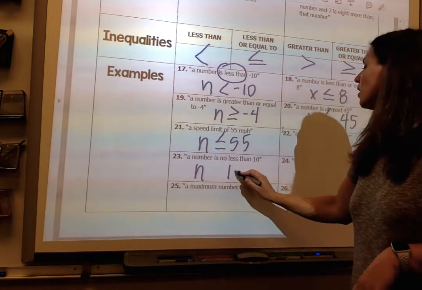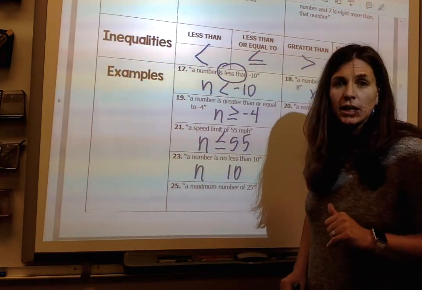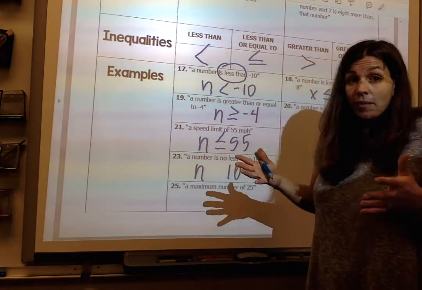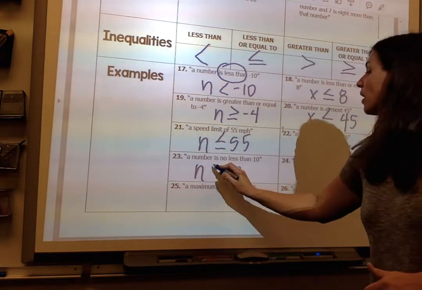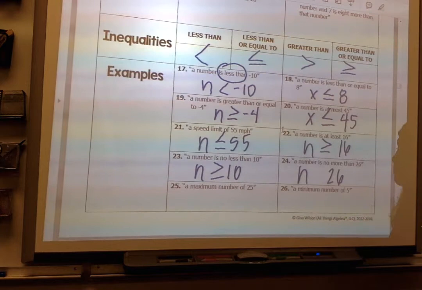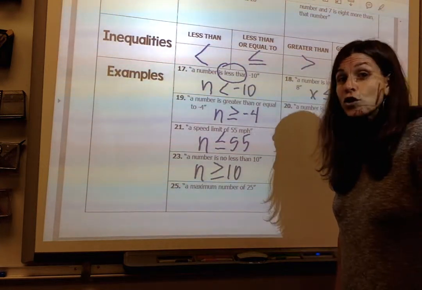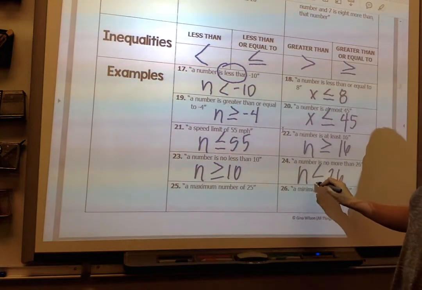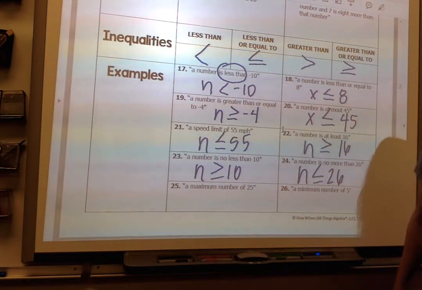A number is no less than 10. If it's no less than 10, can it be 11? Yeah, that's more than 10. So greater than or equal to 10. A number is no more than 26. Well, if it's no more than 26, can it be 27? Nope, can't be greater. It's got to be less than or equal to 26.